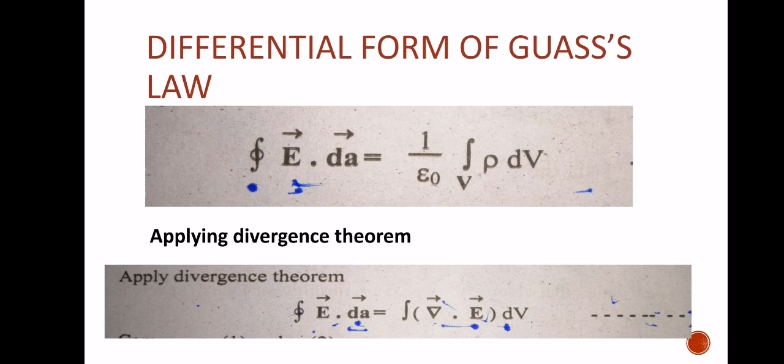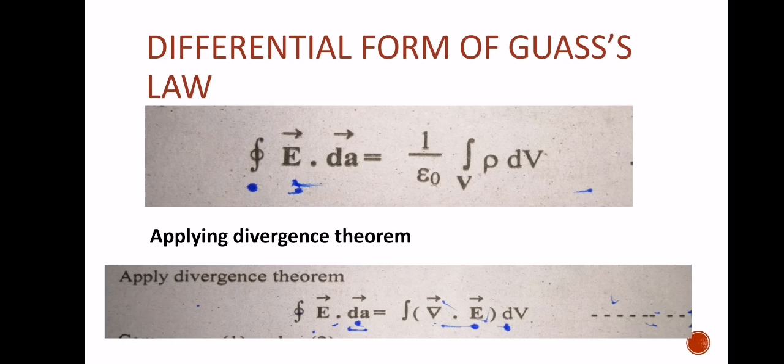Now the differential form of Gauss's law. We derive the differential form of Gauss's law by using its integral form. By applying the divergence theorem on the left hand side, the expression will be changed into the closed integral E dot dA is equal to the volume integral of del dot E into dv. By applying the divergence theorem, the surface integral changes into a volume integral.